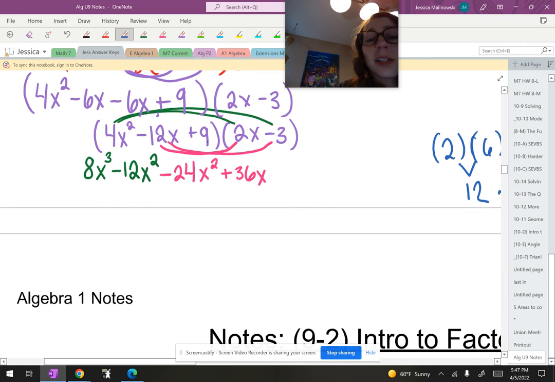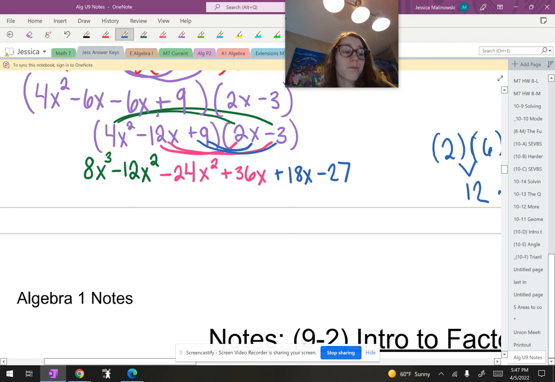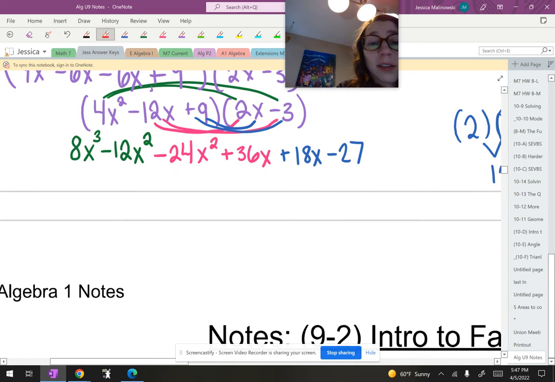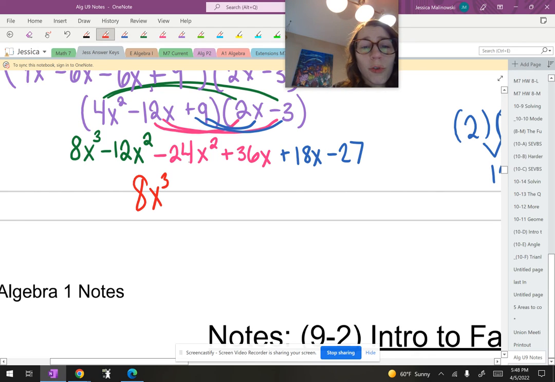And then last but not least, the 9 times the 2x for a positive 18x. And the 9 times the negative 3 for negative 27. And one last step to just combine some like terms there. No other x cubed, so 8x cubed stays there. Negative 24 and 12 together turn into negative 36x squared.